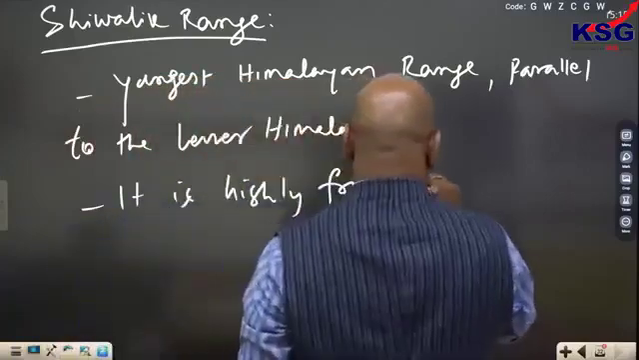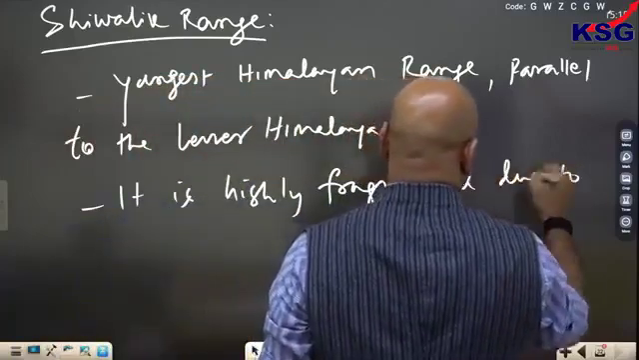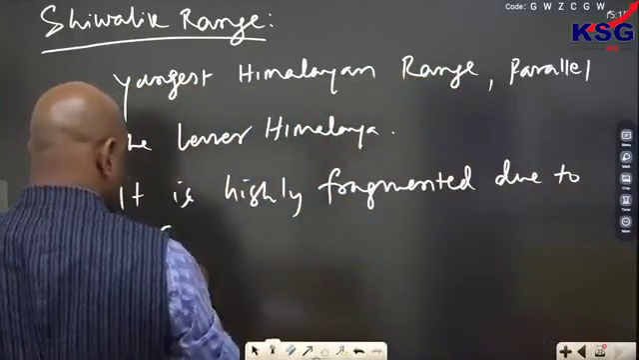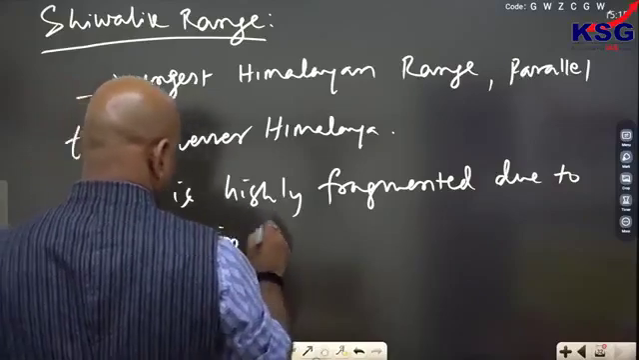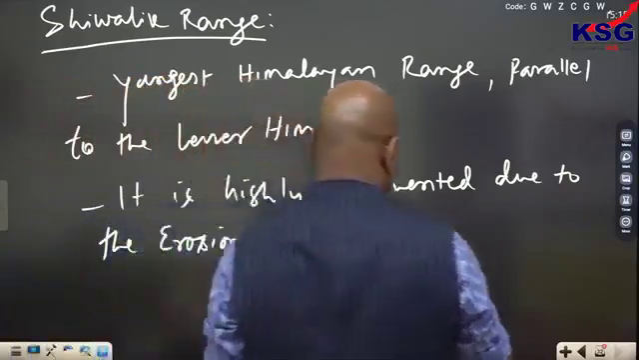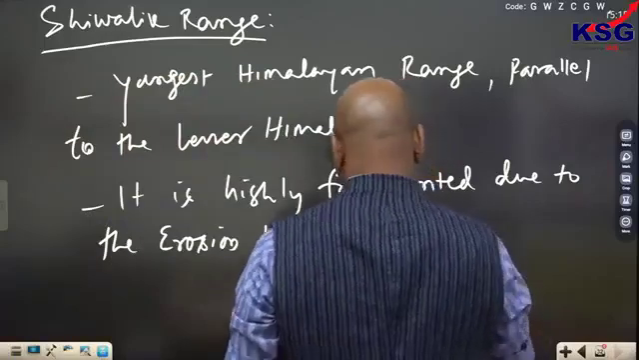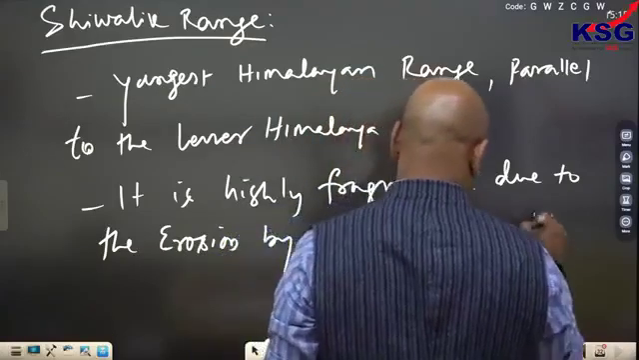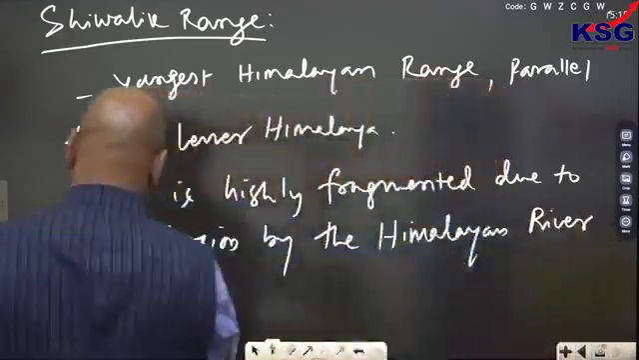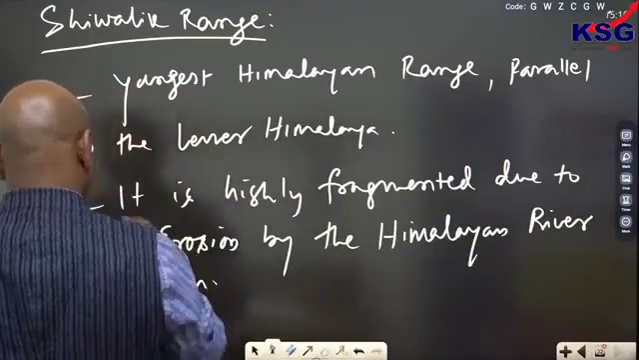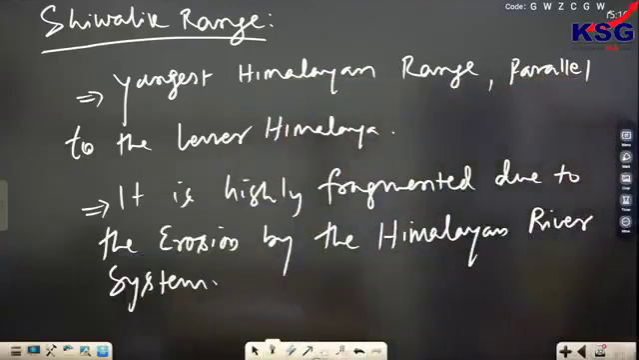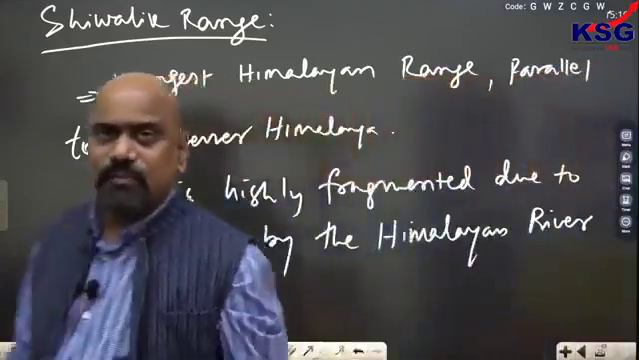Why? Highly fragmented due to the erosion by which river? Due to the erosion by the Himalayan river system. Okay. Is it okay? So Shivalik range is here.